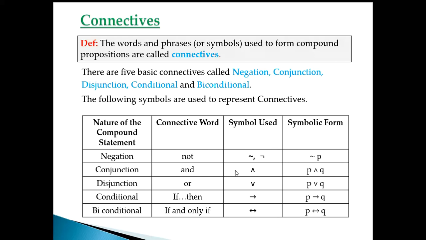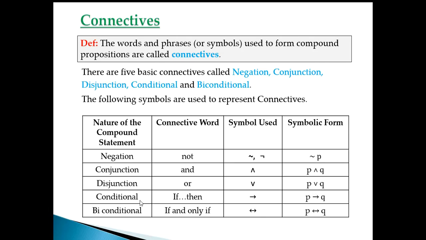Conjunction means we have to join two sentences, so we need at least two propositions, suppose P and Q. So this is the conjunction, P conjunction Q. Next, disjunction. For disjunction, the connective word is "or". If we join two sentences by "or", the symbol is used like that. Suppose we have two propositions P and Q, so we write P disjunction Q. We use the connectives between two propositions like that.